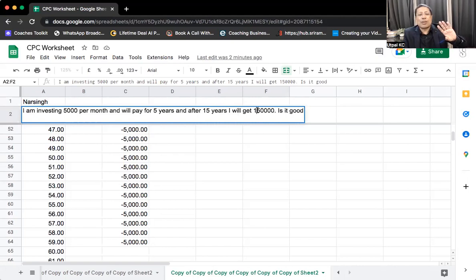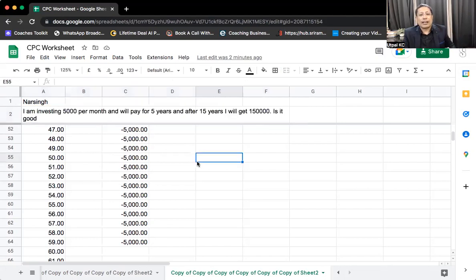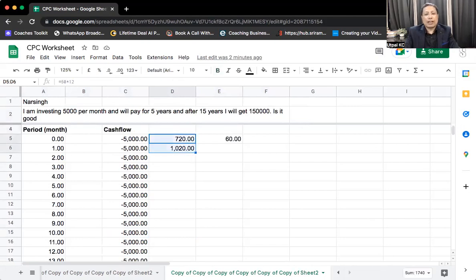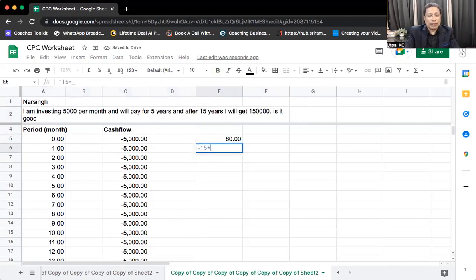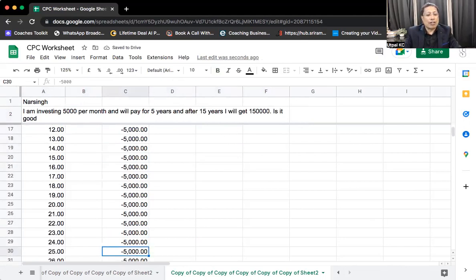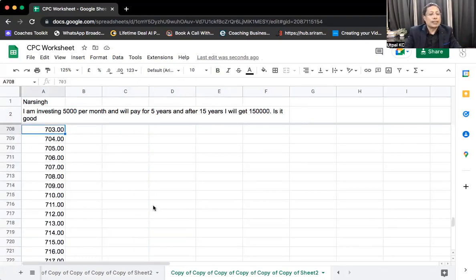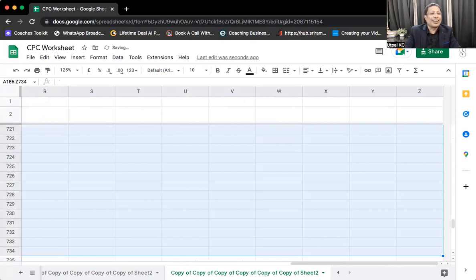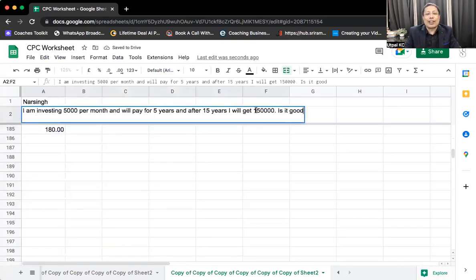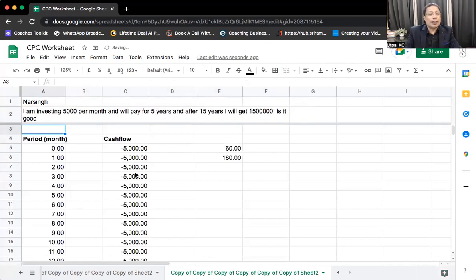1,50,000. It's too less. 1,50,000 lump sum you are getting. Okay. So now 15 years. 15 years means 15 into 12, that is 180 months. So now there will be all 0, 0 for 180 months. Here is 15 lakhs. So, yeah, 1,15,000 you have made. I was very sure you are going to make a meager return or more negative return.